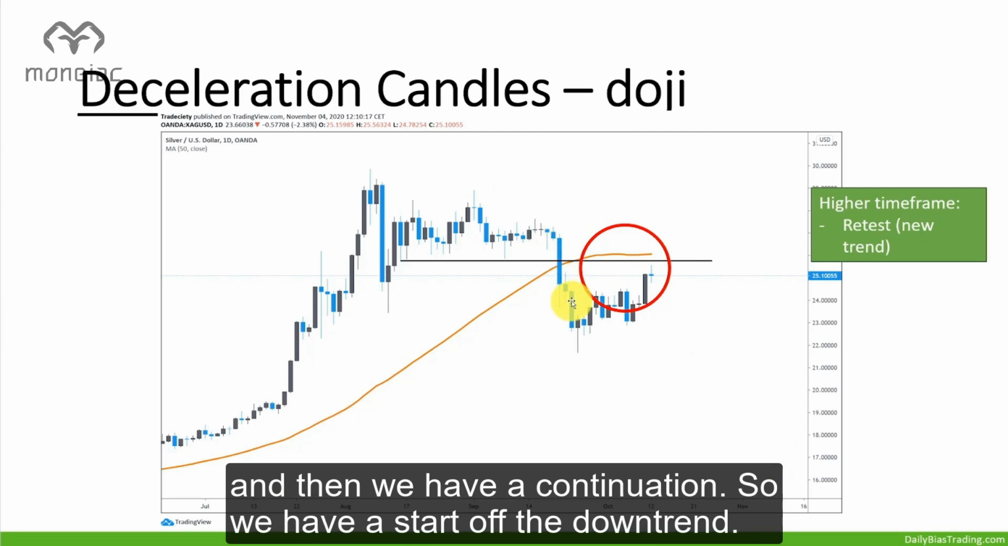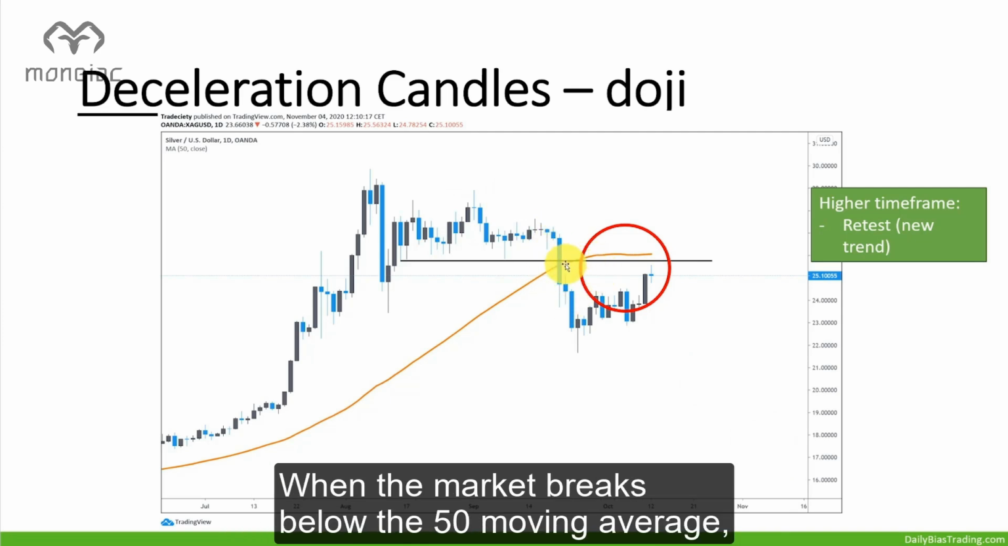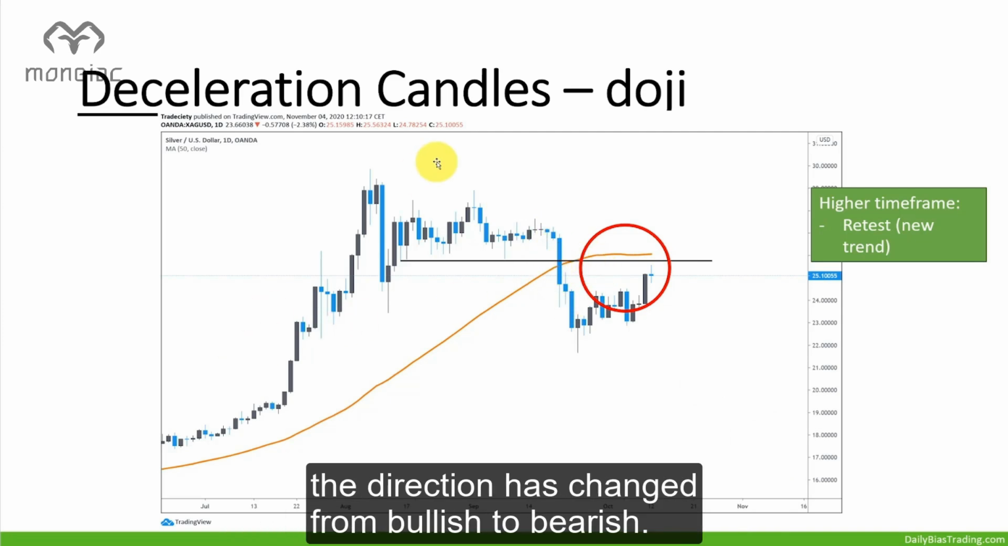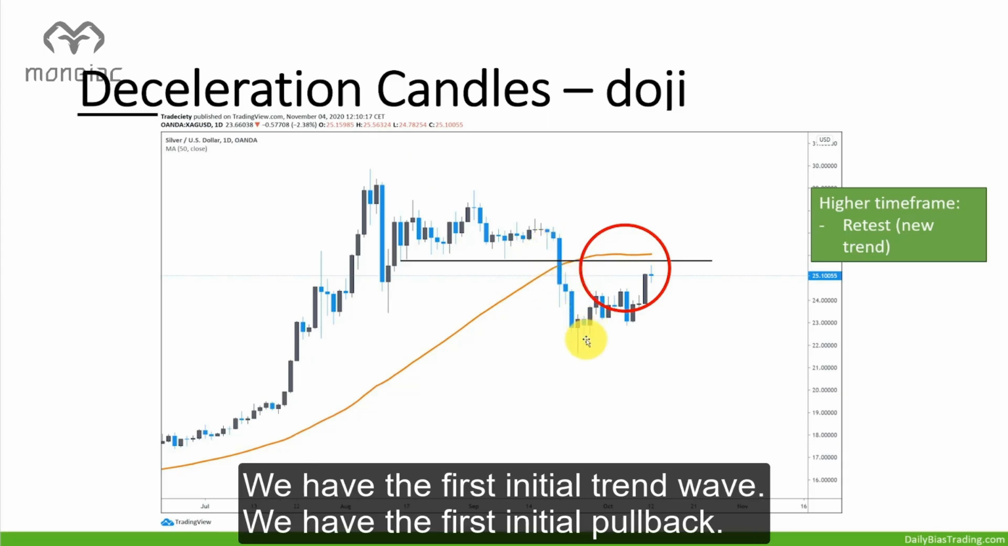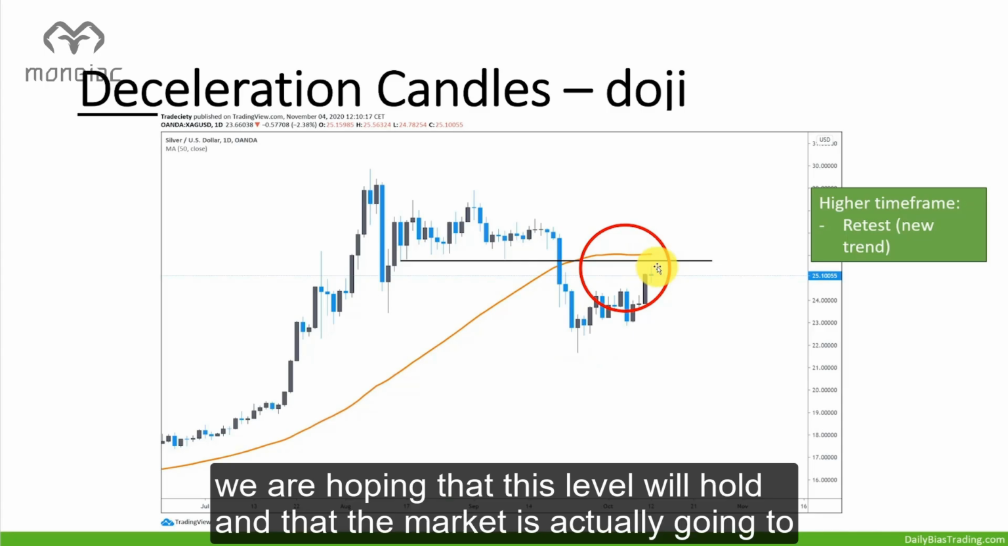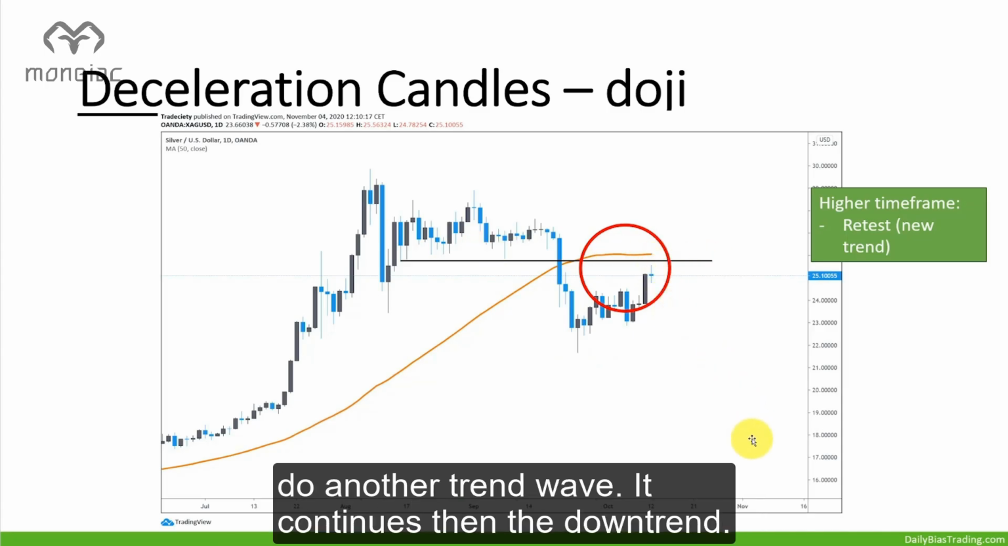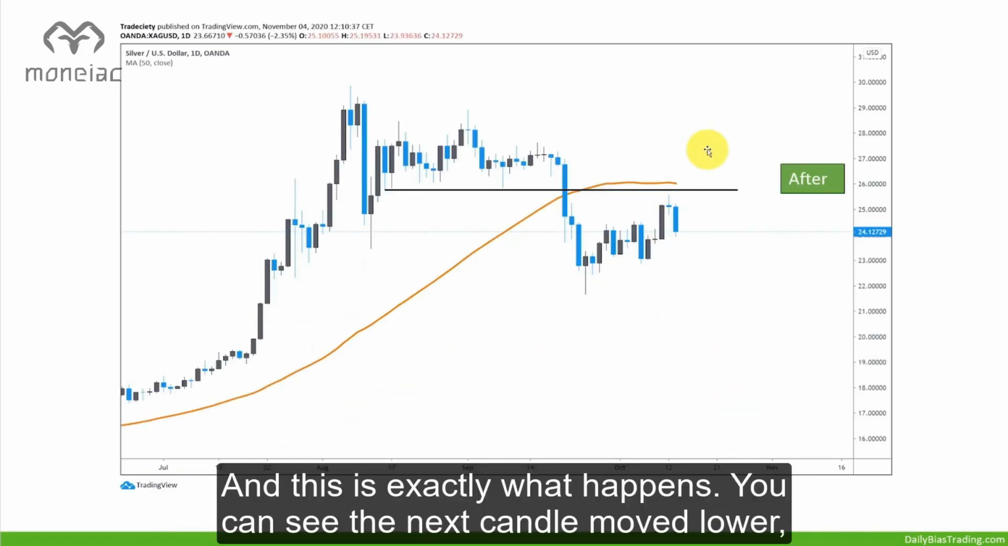So we have a start of the downtrend when the market breaks below the 50 moving average. The direction has changed from bullish to bearish. We have the first initial trend wave. We have the first initial pullback, and then with this we are hoping that this level will hold and that the market is actually going to do another trend wave. It continues then the downtrend. And this is exactly what happens.